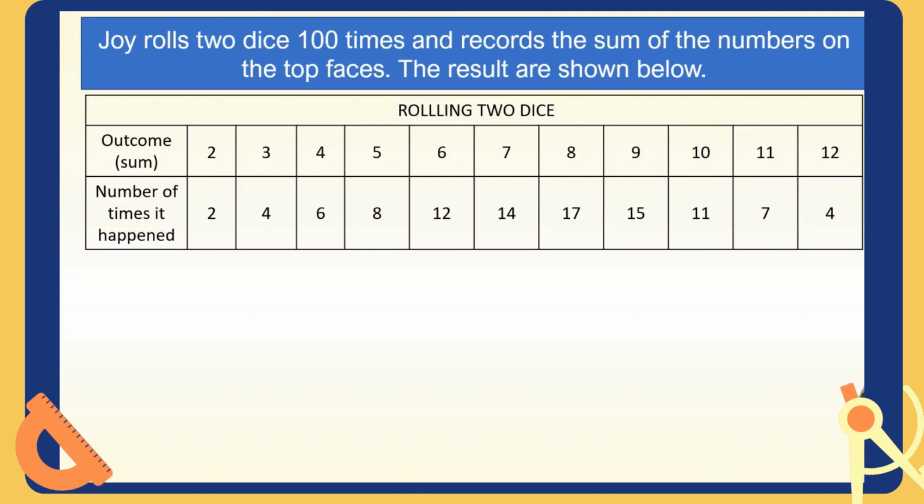So meron tayo dito number of times it happened and outcomes. So, nung niroll niya ang 2 dice at ang sum ng unang trial ay 2, 2 beses ito nangyari. Okay? So, ang sum naman ng susunod ay 3, 4 na beses itong nangyari. So, ang sum naman ay 4, 6 na beses niya itong ginawa. So, 8 times niyang ginawa yung trial.